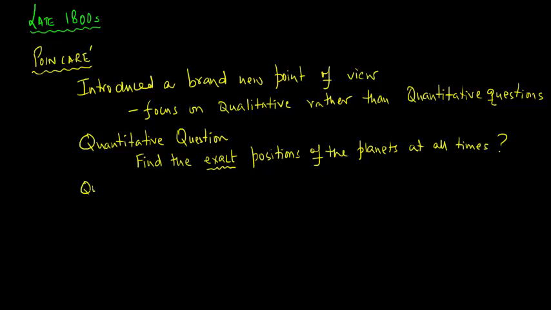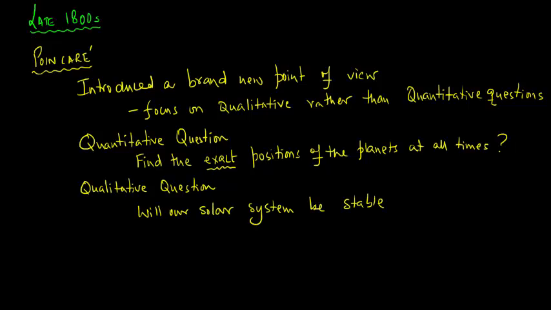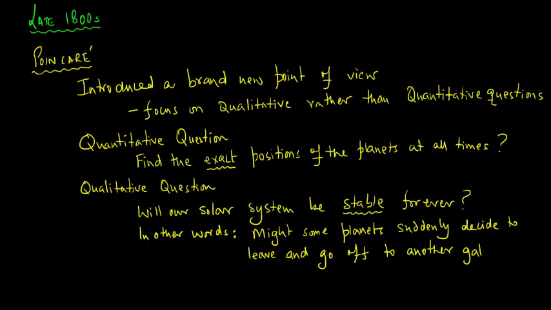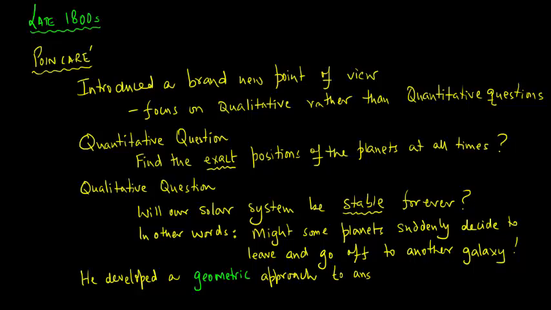Here's a qualitative question. Will our solar system be stable forever? In other words, might some of the planets suddenly decide to leave the solar system and go off to another galaxy? Now what Poincaré did was develop a geometric approach to answer such qualitative questions.